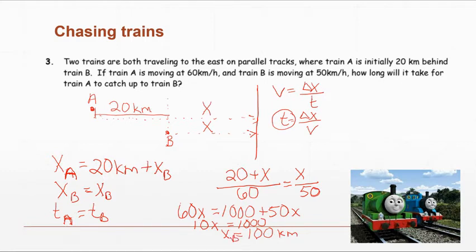Now, because I know time is equal to displacement divided by velocity, I'm just going to plug that in. For B, I have 100 kilometers divided by 50 kilometers per hour. Kilometers is going to cancel, hours is going to kick up to the top. So you end up getting that our time is 2 hours.